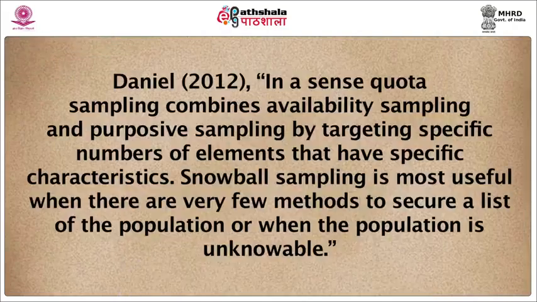To sum up non-probability sampling methods in the words of Daniel 2012, in a sense, quota sampling combines availability sampling and purposive sampling by targeting specific numbers of elements that have specific characteristics. Snowball sampling is most useful when there are very few methods to secure a list of population, or when the population is unknowable.